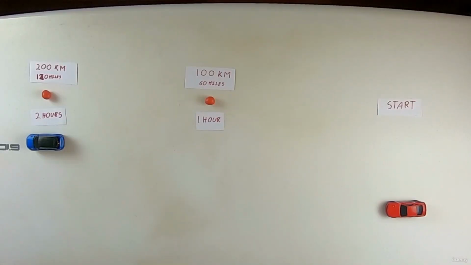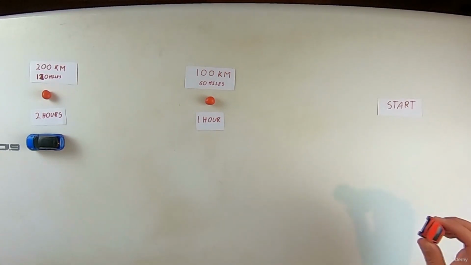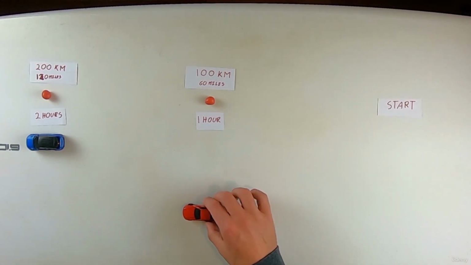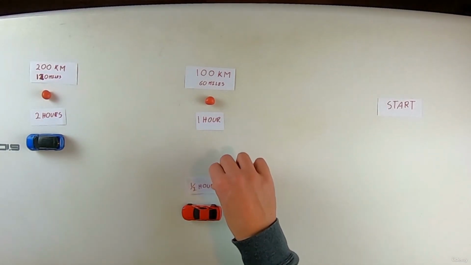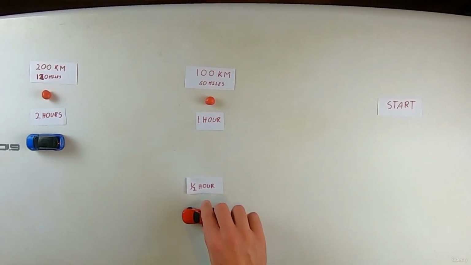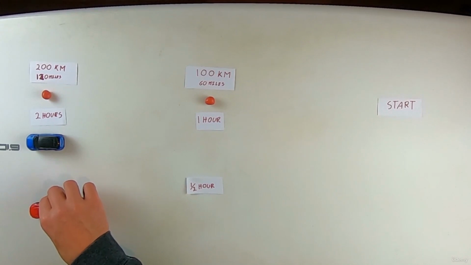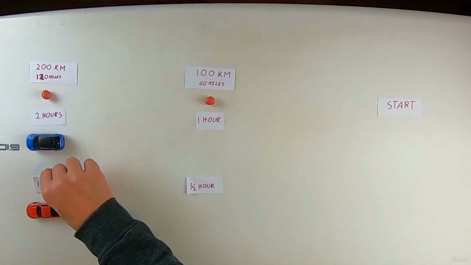If we had a faster car, like this red car over here, that makes the journey of 100 kilometers twice as fast, meaning that it takes half an hour to get there, it will make the full journey, the one at 200 kilometers away, by spending in total 1 hour.